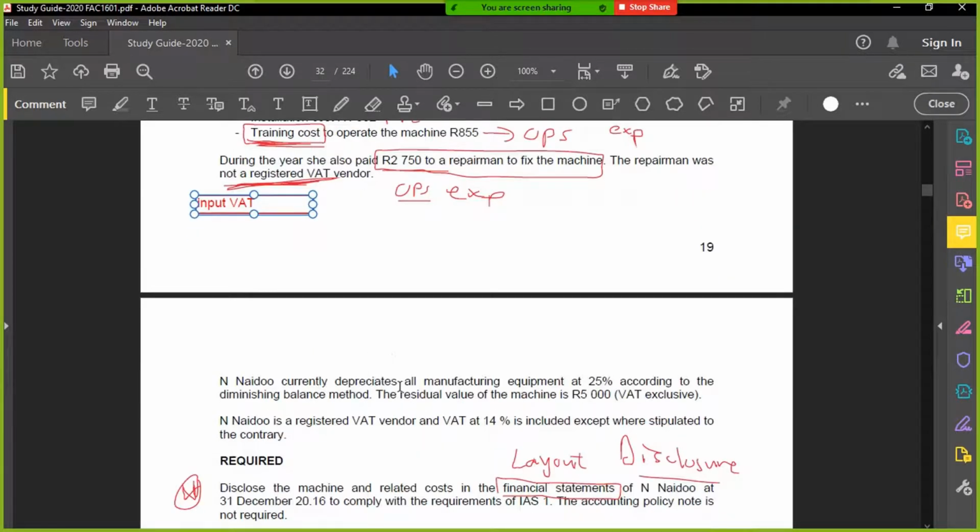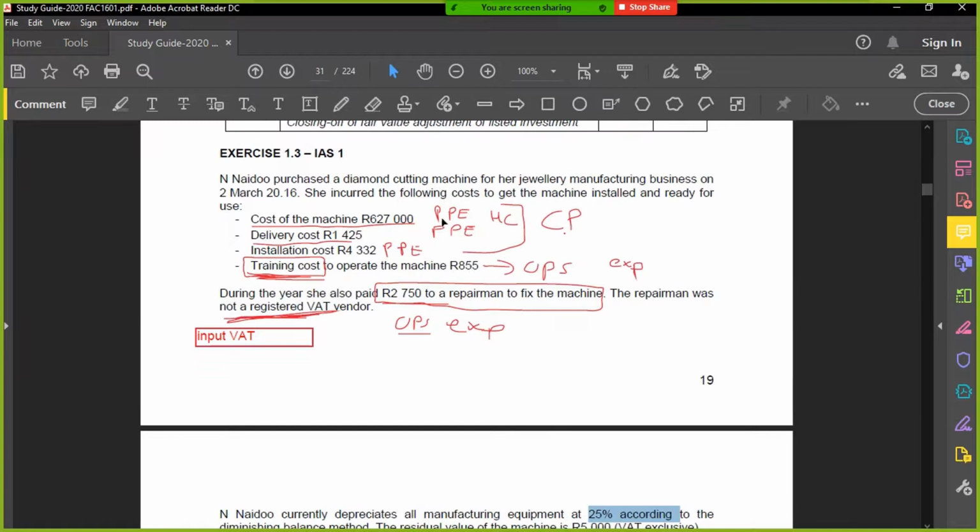All right, Naidu operates and depreciates buildings. Manufacturing equipment, 25% of costs. Do you agree with me that you would have to add this up and then depreciate it at 25%? Yes. And it's the diminishing balance method. Will that affect the first year? No, it won't. It'll be the same as cost, but it'll affect future years. If it's 25%, how many years will you have?